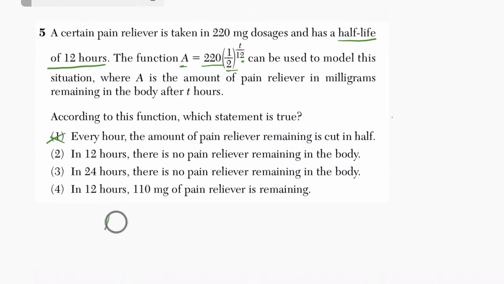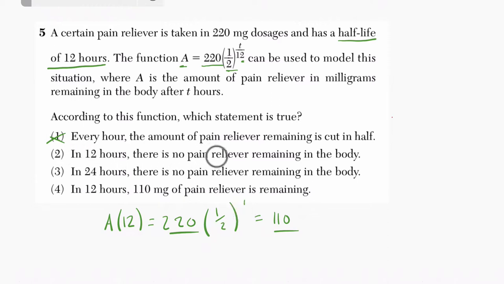And you can see here, if you plug in, let's say, A of 12, just to see what would happen here, you would get 220 times a half, and then we're plugging in 12 for T. So that's just 12 over 12, or 1. And that's 1 half to the first is 1 half, times 220 is 110. So after 12 hours, it goes from 220 to 110. I just said 1 hour because I saw the 1 up here. Don't let them get you.